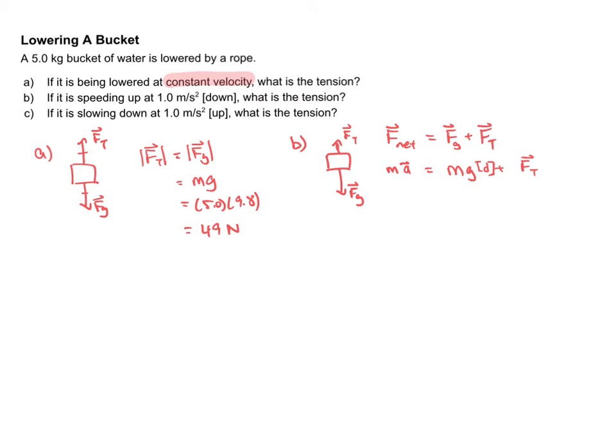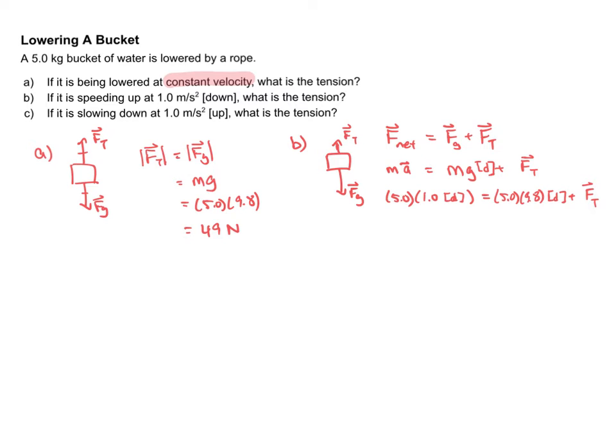So the mass is 5.0. The acceleration is 1.0 meter per second squared down. I'm just going to fill in the direction of down. Equals mg, 5.0 times 9.8. Also down, because that's gravity, plus the tension, which, well, that's what I'm solving for, so I'll leave it as tension.